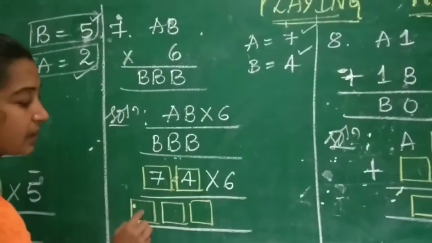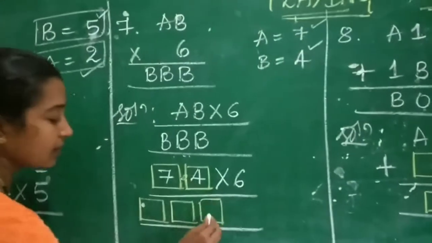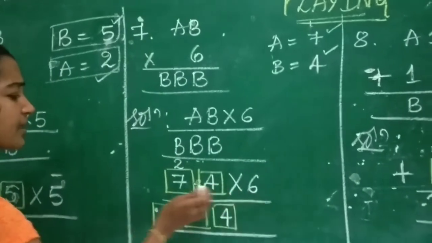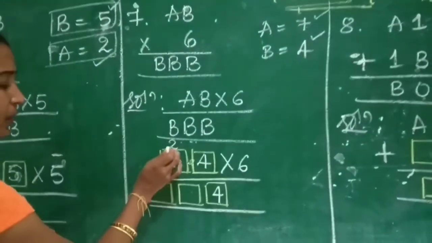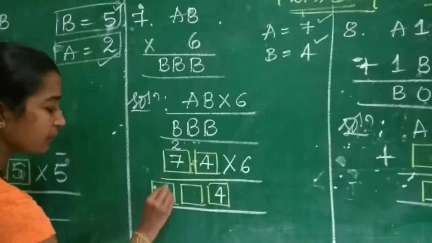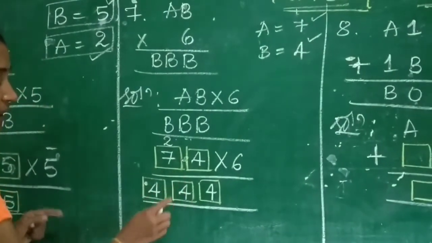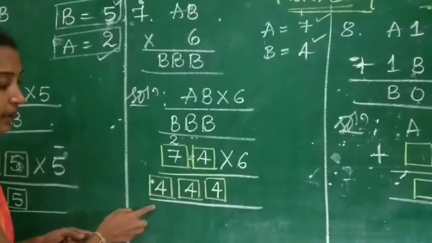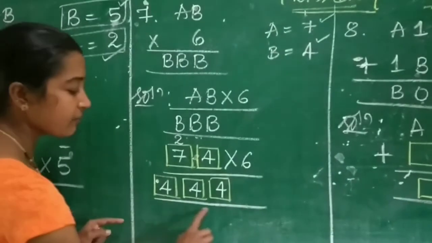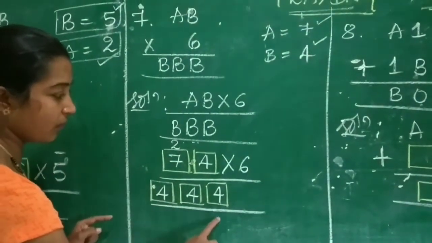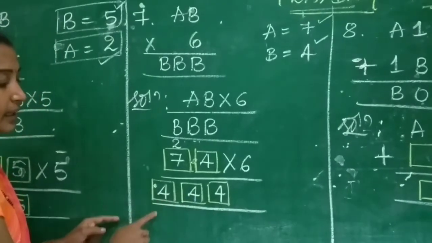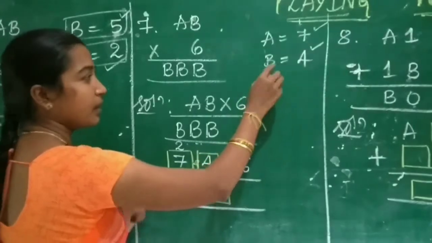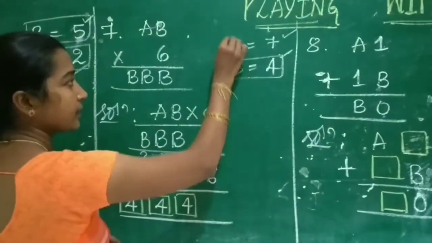Now do multiplication here. 6 4s are 24. 4 here, 2 carry. 7 6s are 42. 42 plus 2 becomes 44. Look at children here. The value of B in the product takes the same value, 444. Okay. Here observe our guessing. The values of A and B both are correct.